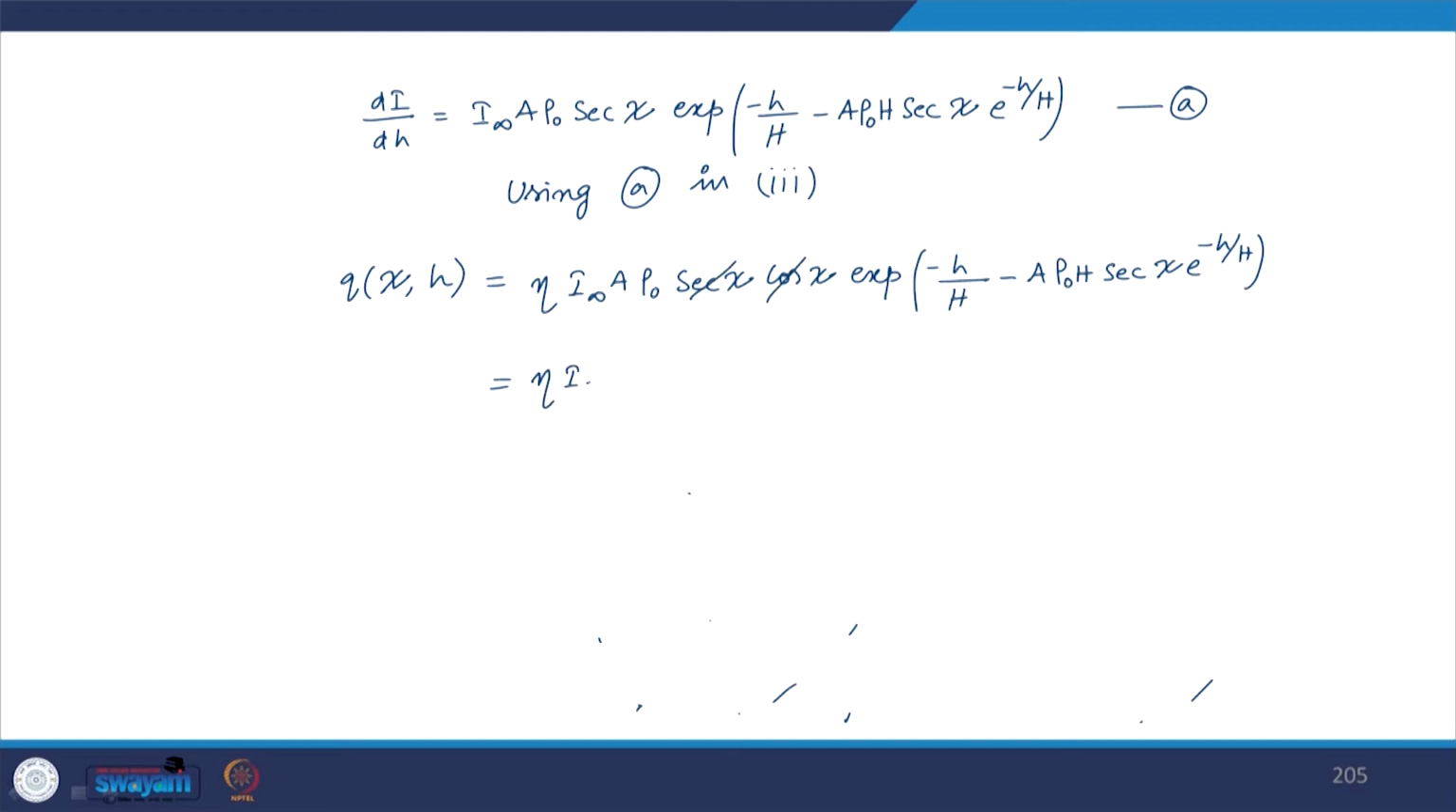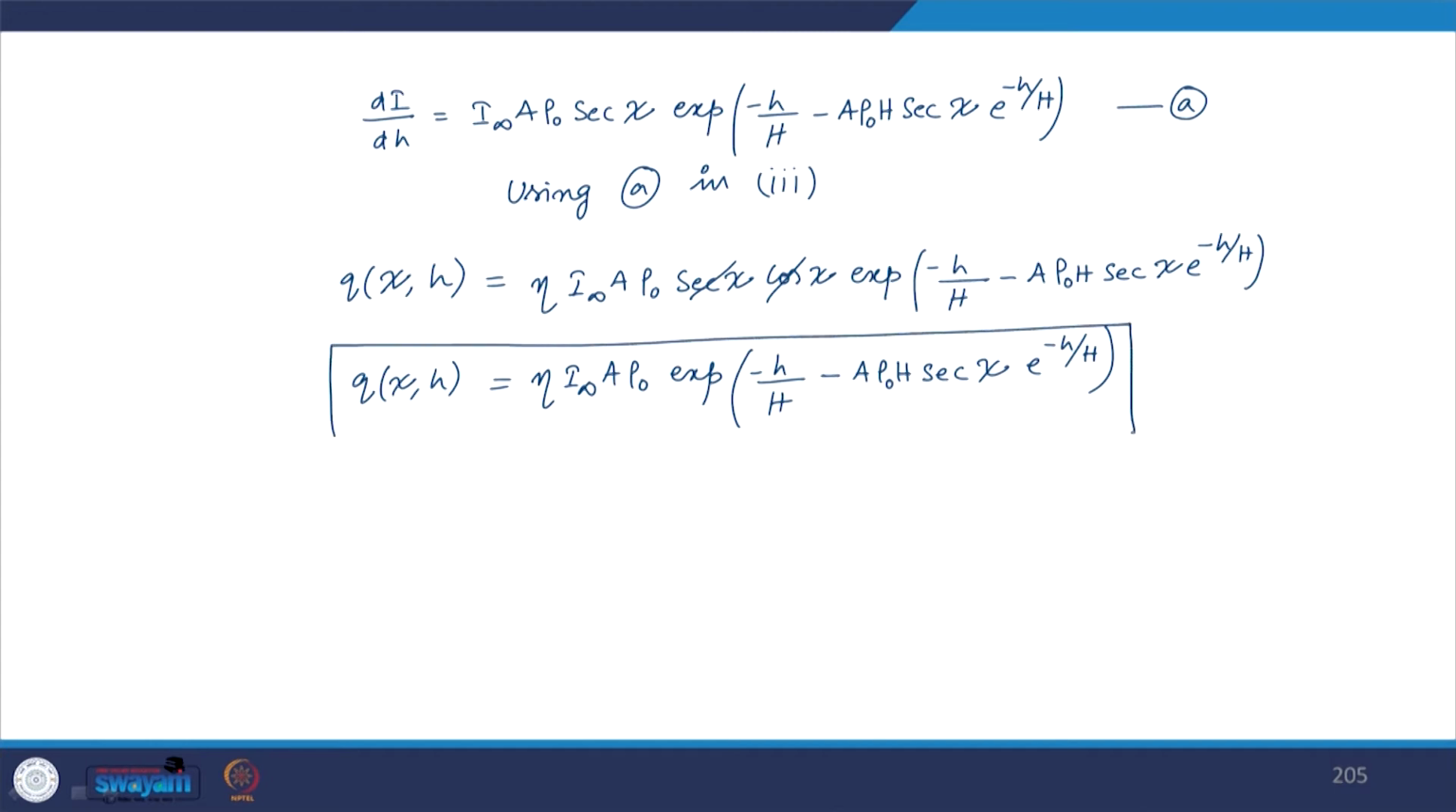Q equals eta I infinity a rho naught exponential minus h by capital H minus a rho naught h secant chi e to the power of minus h by capital H. What is this? This is the rate of production as a function of height and the solar zenith angle. Right, this is just an expression which is going to be very much relevant ahead. Let's call this expression capital A.